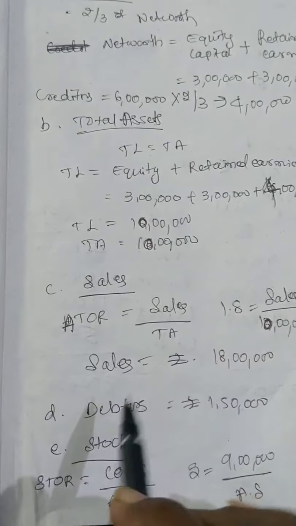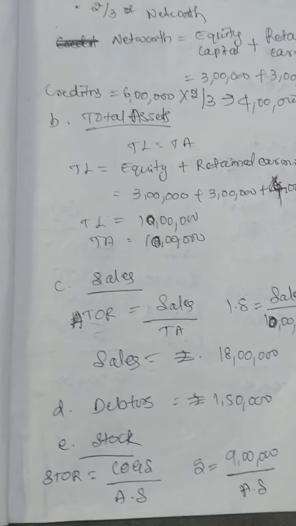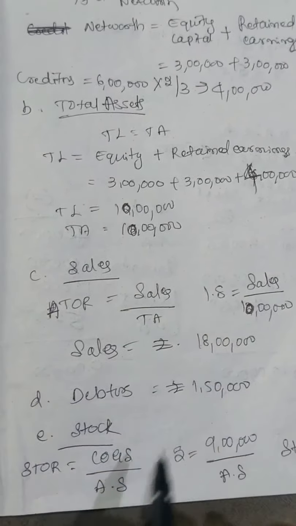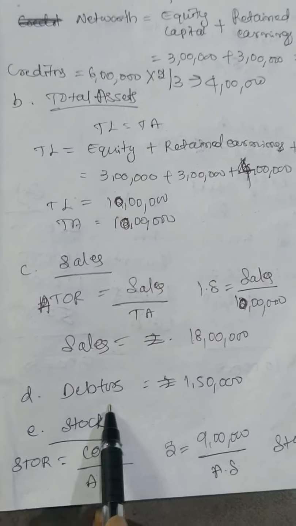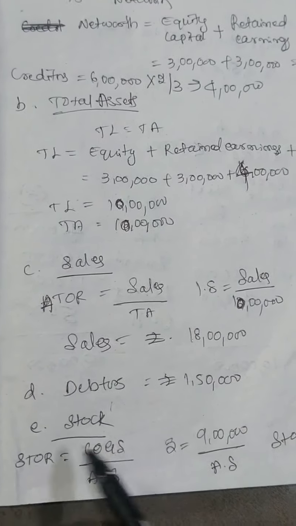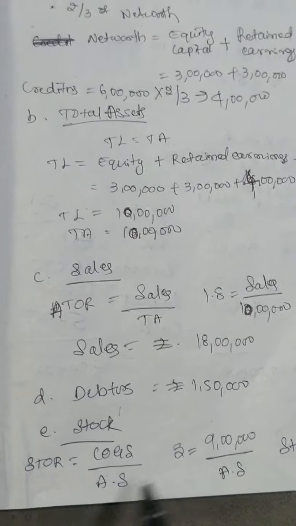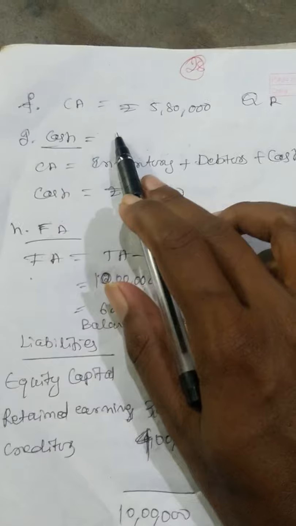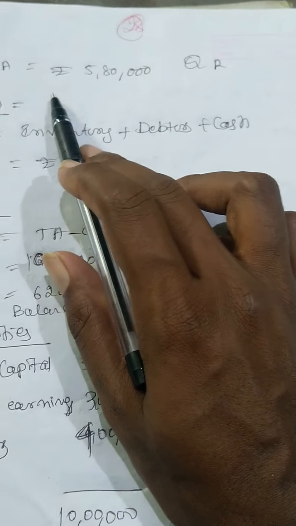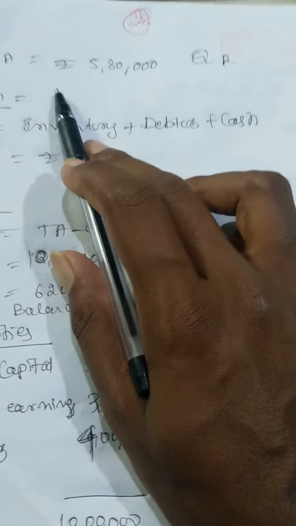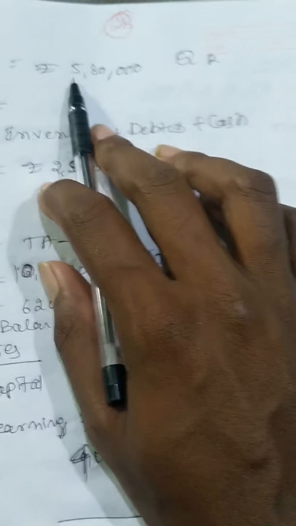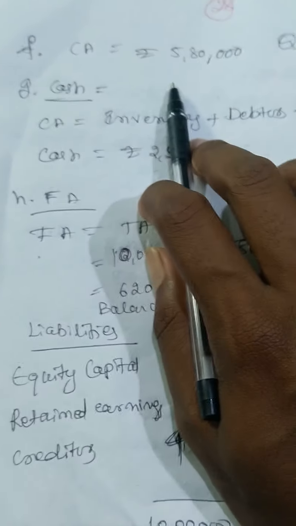Next, point number D, debtors. By using that average collection period formula, okay, you can find 1,50,000. I'm not finding it here. Next, stock. So they have given stock turnover ratio and cost of goods sold. So with the help of that, you can find average stock, that is 1,80,000. Next, current assets. With the help of asset test ratio, you can find current assets. Okay, because they have given stock already. So with the help of stock, you can find current assets. Current liabilities, you know. Okay.